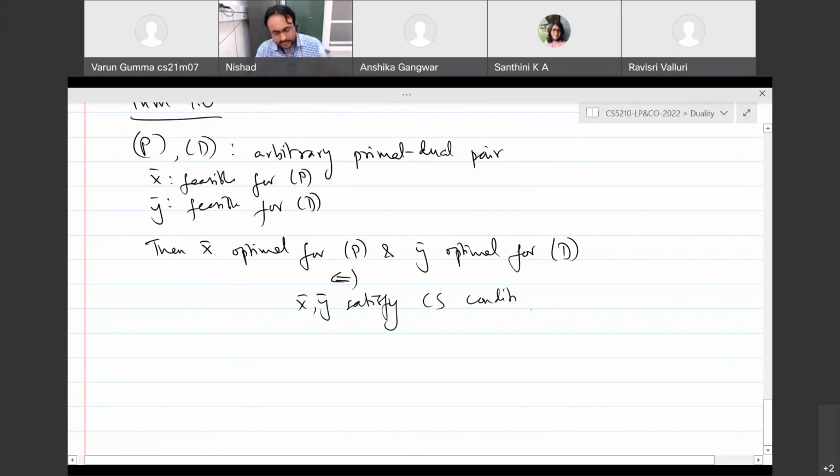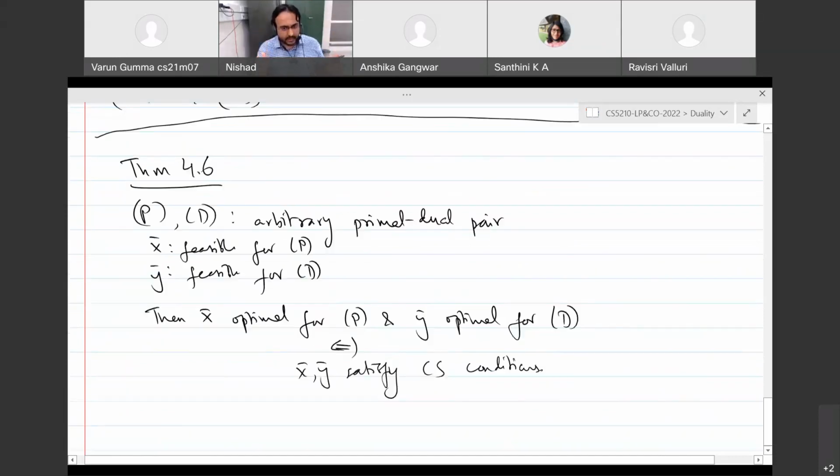And we will do an example next time of arbitrary LPs and write down all the conditions. So the conditions in general always say that either the constraint in the primal is tight for x bar, or the corresponding dual variable is 0. And similarly, in the other way, either the dual constraint is tight or the corresponding primal variable is 0.